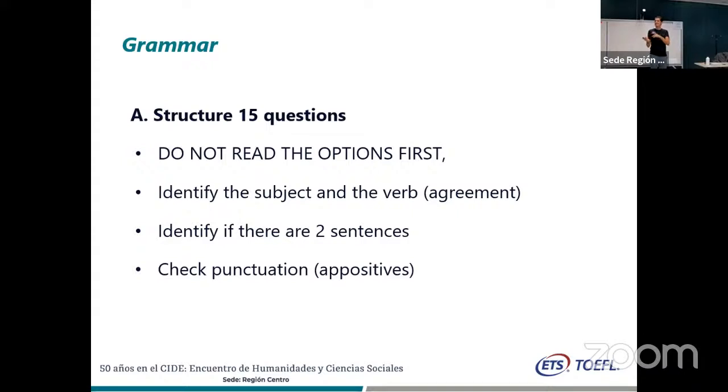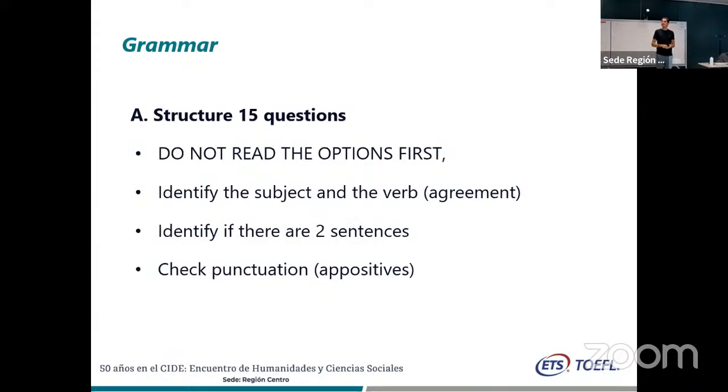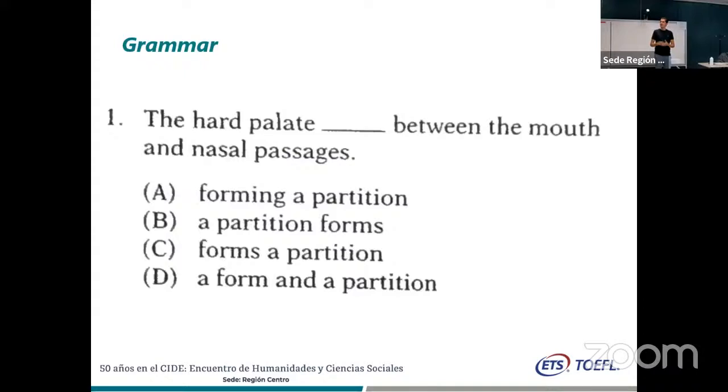Identify if there are 2 sentences, check punctuation. So we have to check the sentence and ask ourselves what is missing, what is wrong with the sentence. But don't look at the options, because if you look at the options, everything seems correct. As I said, you feel like this. Yeah, everything seems correct. So what can we do?